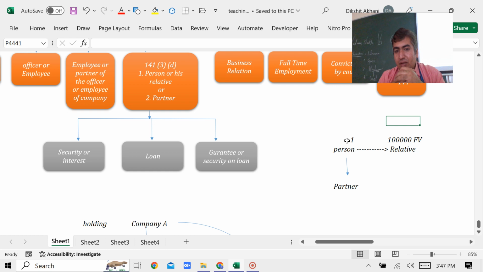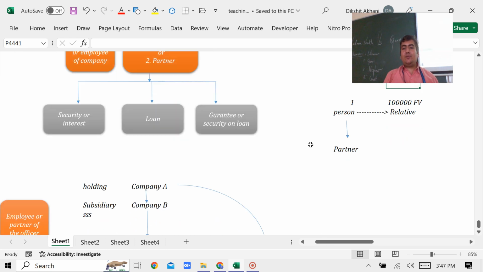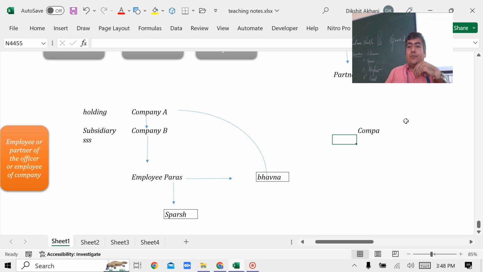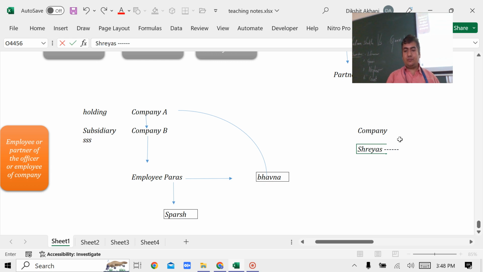Now I will tell you the question in this. See how the question comes, and pay attention to the question. There is a company. This company has decided to appoint, let's say, Mr. Shreyas as the auditor. But Shreyas has a partner.